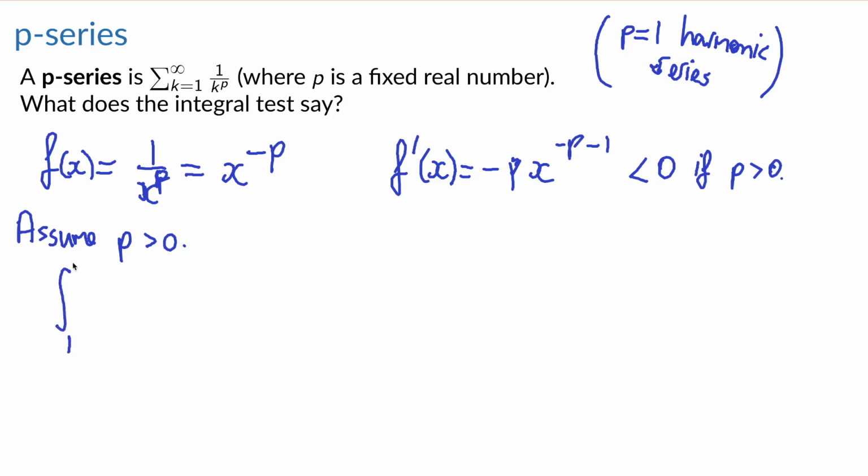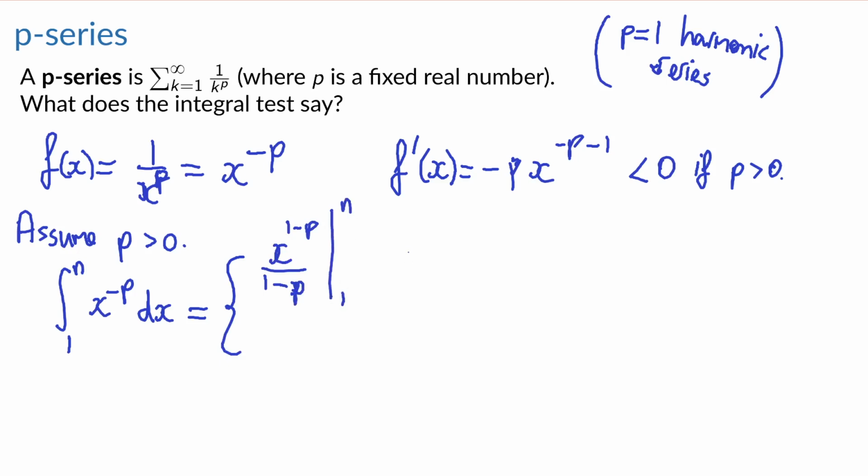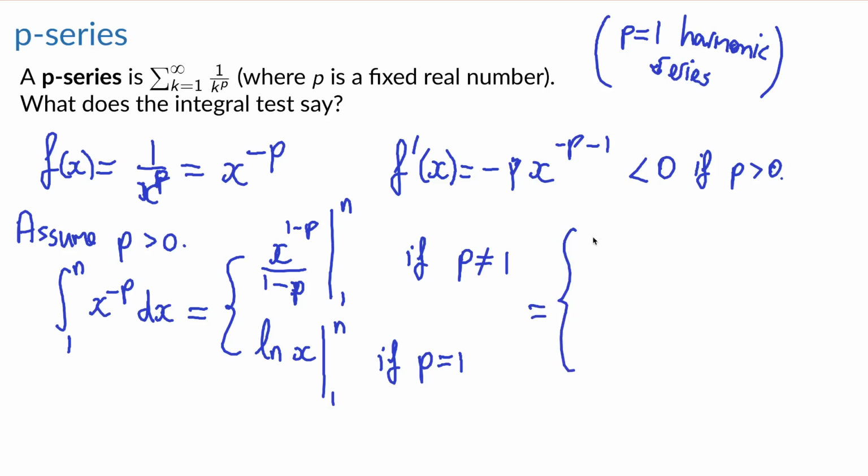So then we just need to calculate the integral from 1 to n of x to the negative p dx. Well, now that's going to be one of two things, right? It's going to be x to the 1 minus p divided by 1 minus p, evaluated between 1 and n, if p is not equal to 1, and we will get the natural log of x evaluated from 1 to n if p equals 1. Okay, I'm going to keep both of these cases floating around. In that first one we're going to get n to the 1 minus p over 1 minus p minus 1 over 1 minus p. And down here we're going to get the natural log of n.